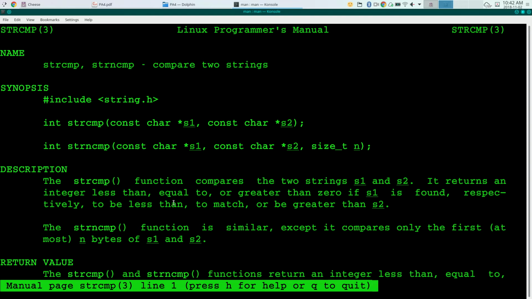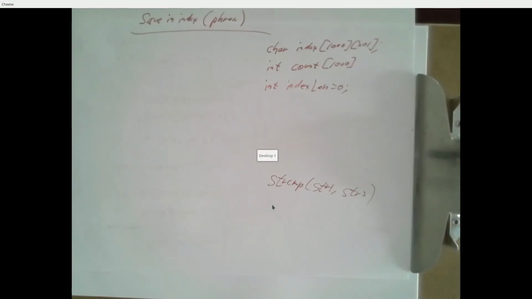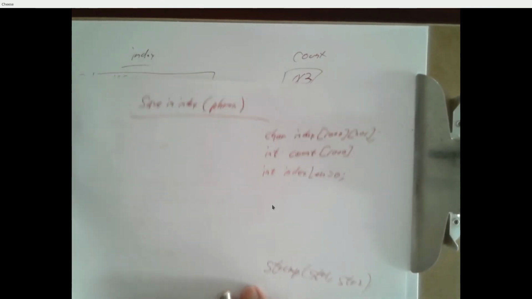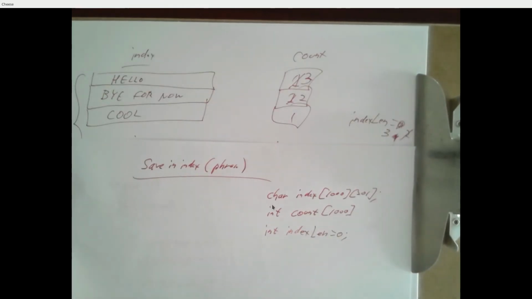It compares two strings, and returns an integer less than, equal to, or greater than 0 if S1 is less than, the same as, or greater than S2. So if you want to know if two strings are the same, pass them to string compare and see if it returns a 0. If it returns 0, they're the same. If it returns non-zero, they're different. Or you can write your own version of string compare, but you don't have to.